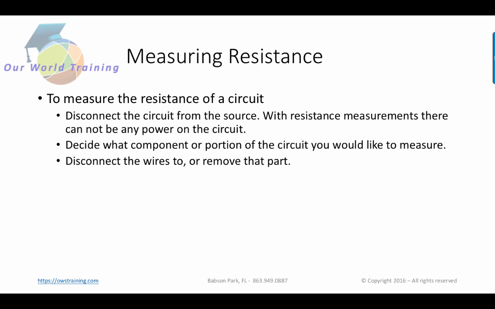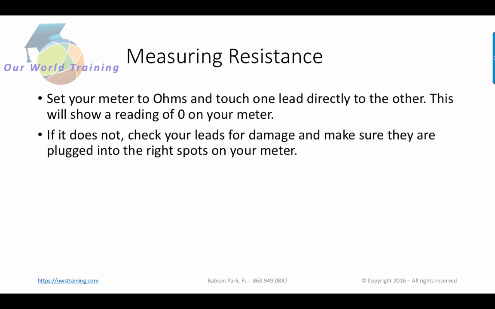To measure resistance of a circuit, you want to disconnect the circuit from the source. With resistance measurements, there cannot be any power on the source. Your meter actually is a power source. Decide what component or portion of the circuit you want to measure, disconnect the wires to, and remove that part. The part you want to measure has to be isolated.